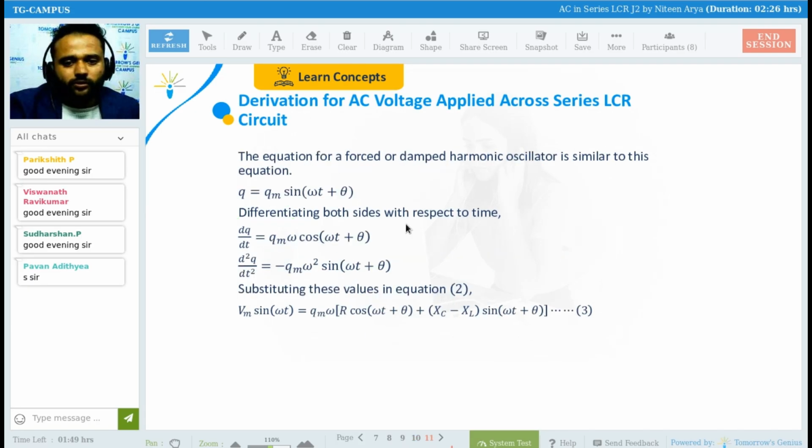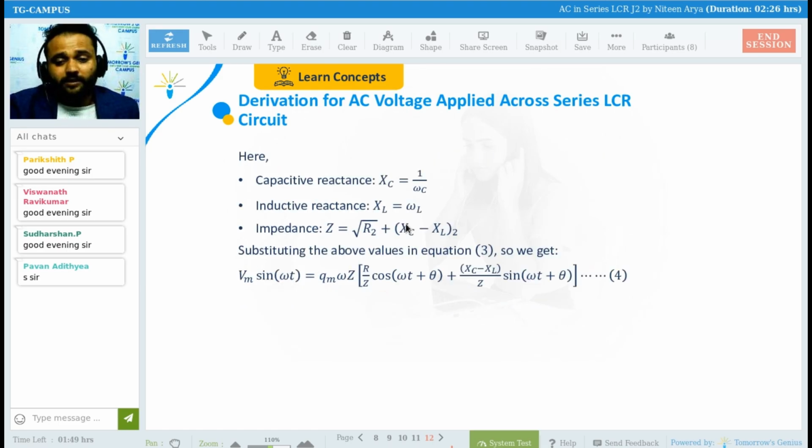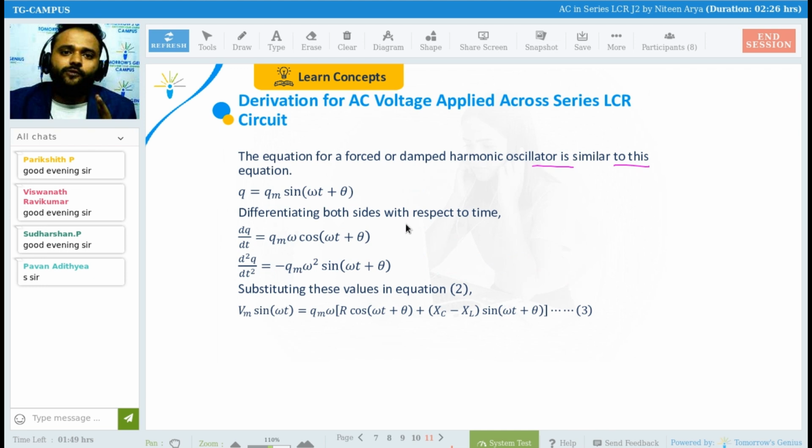Okay, good. So now the equation for a forced damped harmonic oscillator is similar to this equation. In the previous class, we understood two types of oscillators: the simple harmonic oscillator and the damped harmonic oscillator. Damped harmonic oscillators are those in which we apply some external frequency and there is going to be damping. If you don't remember why and how damping works right now, that is okay.